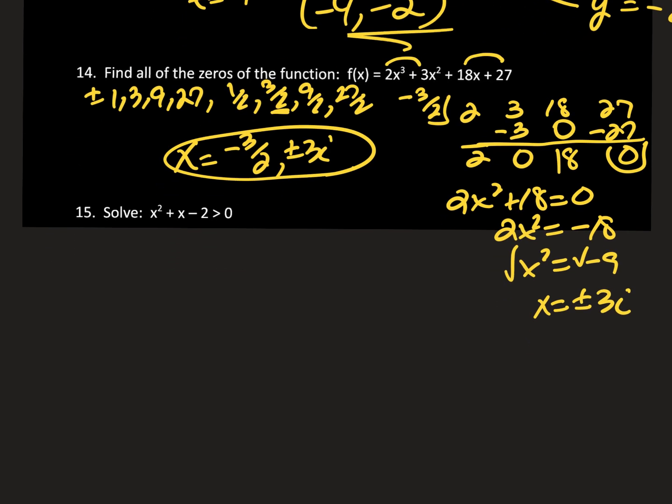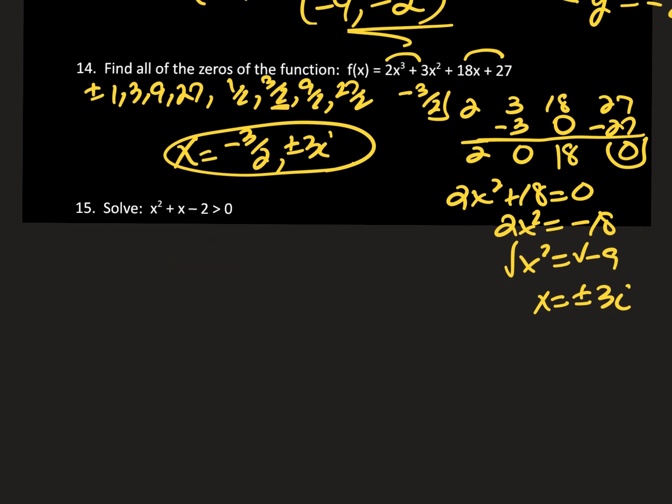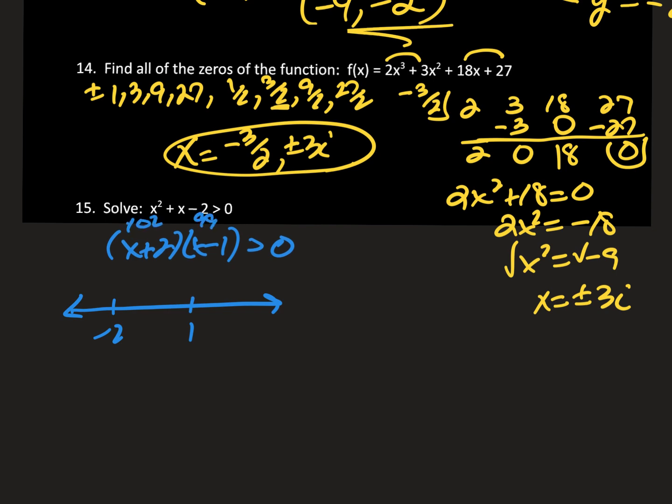Number 15, last one. Let's factor this thing. So I'm going to factor and get x plus 2, x minus 1 is greater than 0. Now remember when we solve these inequalities like this, we made a little sign graph down here. I put the zeros, negative 2 and positive 1. Then I plugged in 100 every time. If I plug in 100, that becomes 102. That becomes 99. Don't know what that is, but I know it's positive, which means everything over here is positive. Everything between there is negative. Everything there is positive. And I'm looking for, look what it says, greater than 0. So I'm looking for the positive signs.